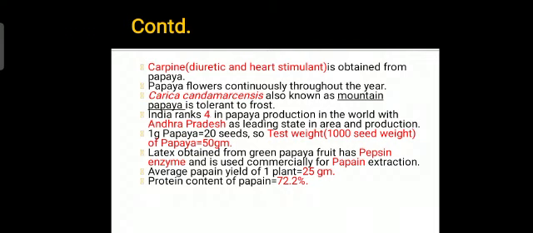Carica cundinamarcensis, also known as mountain papaya, is a frost-tolerant species of papaya. India ranks 4th in papaya production in the world, with Andhra Pradesh as the leading state in area and production. 1 gram of papaya has approximately 20 seeds, so the test weight of papaya is 50 grams. Latex obtained from green papaya fruit has papain enzyme and is used commercially for papain extraction. Average papain yield of one plant is 25 grams and the protein content of papain is 72.2%.